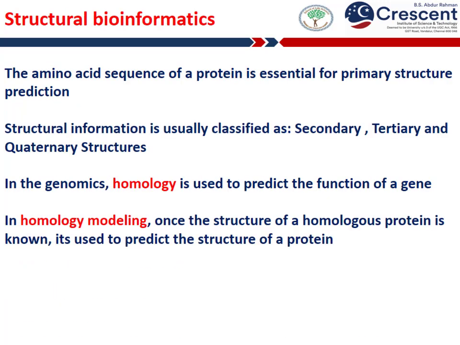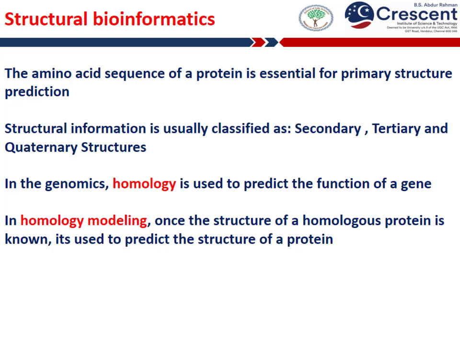We will see the first application as structural bioinformatics. Protein structure prediction is another important application of bioinformatics. The amino acid sequence of a protein, the so-called primary structure, can be easily determined from the sequence of the gene that codes for it. In the vast majority of cases, this primary structure uniquely determines a structure in its native environment. Knowledge of this structure is vital in understanding the function of the protein. Structural information is usually classified as secondary structure, tertiary structure, and quaternary structure.